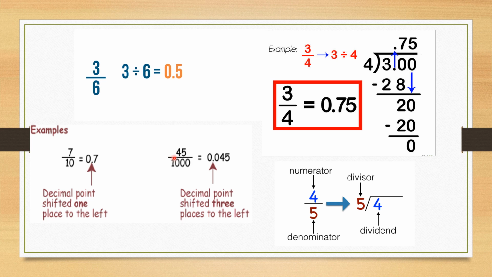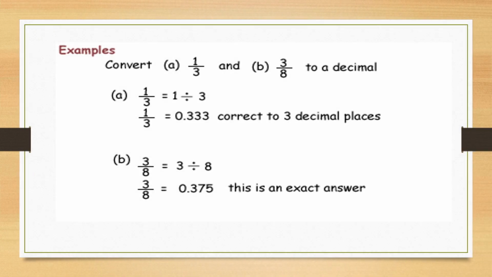45 by 1000. So there are 3 zeros in the denominator, so 3 digits in the numerator. So 4, 5. Now there is no third digit, so we will add 0 there and we will make it 0.045. Now this you will do on your own. There are more examples for you to solve to check yourself.